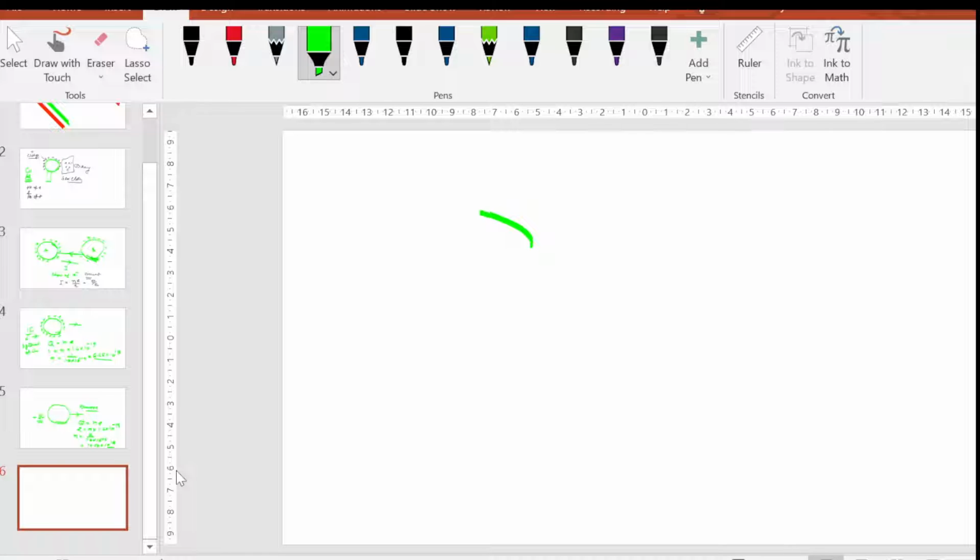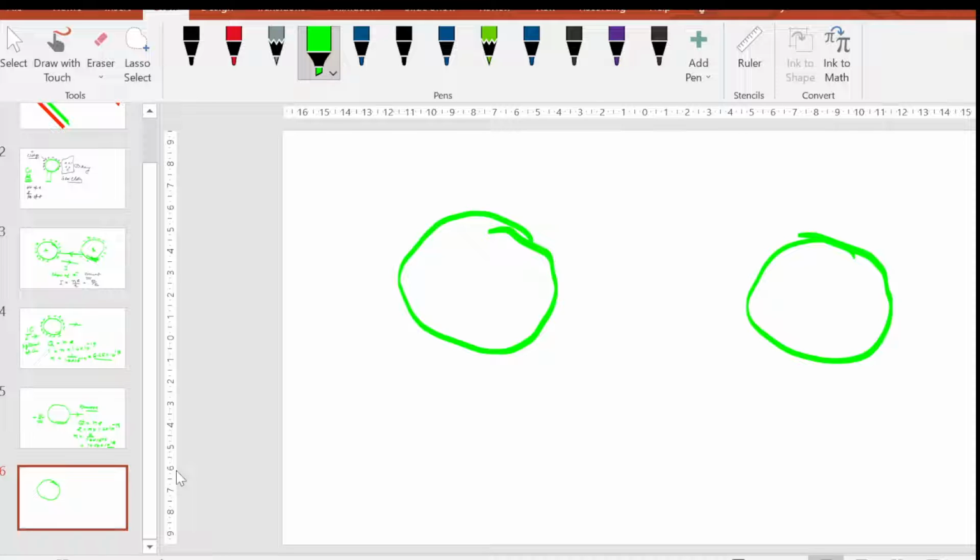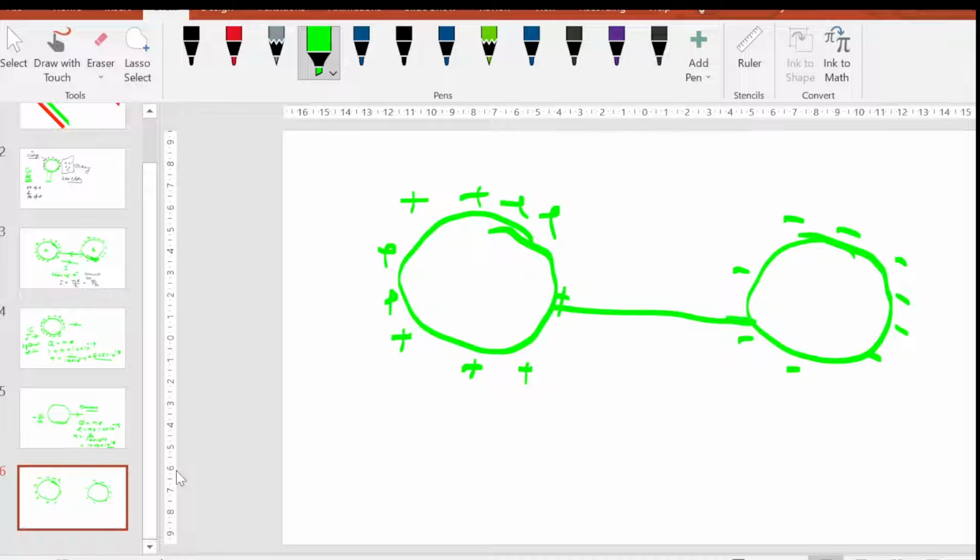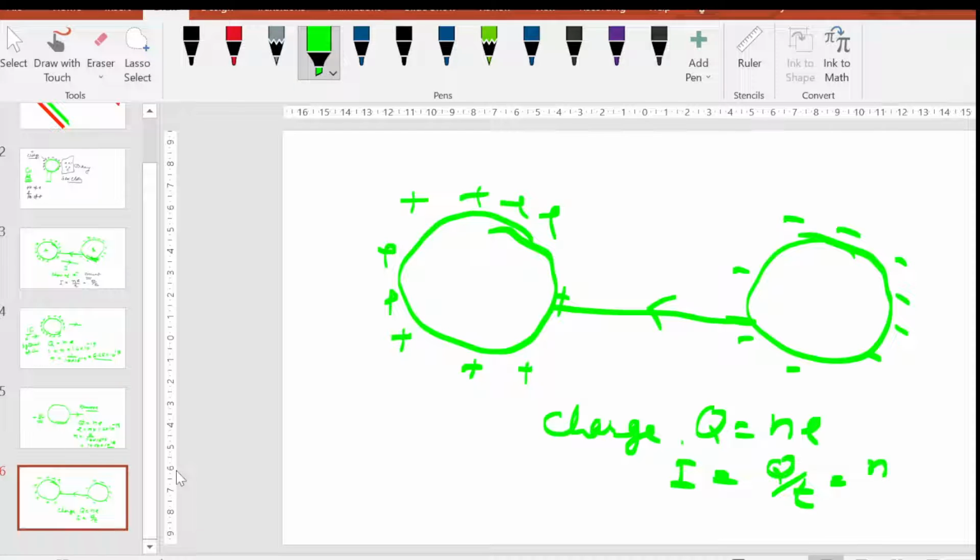Similarly, now we understood how the current flows. Just now we took two spheres, sphere 1 and sphere 2, one sphere is positively charged, another sphere is negatively charged. If we join them with the help of a metallic wire, then what happens? Electrons will start to flow, or indirectly I can say current will start to flow. So how the charge and current are related to each other, we just discussed. Basically charge is Q equals N e, and the rate of flow of charge is known as current. So I equals Q by t, so N e by t.